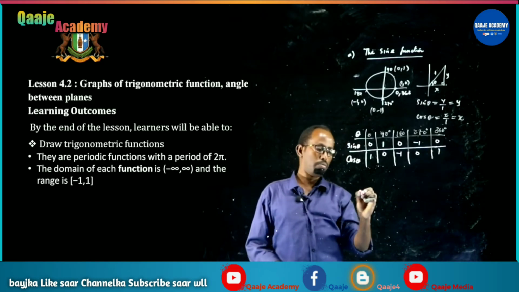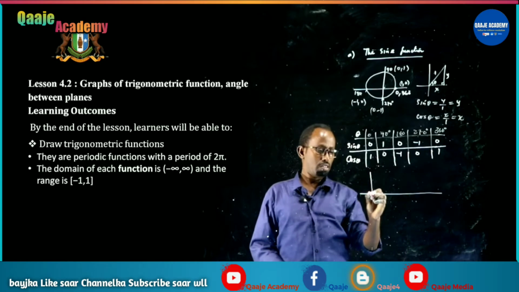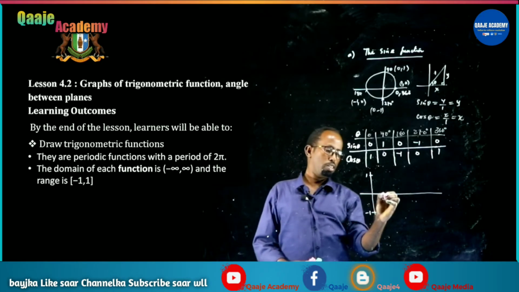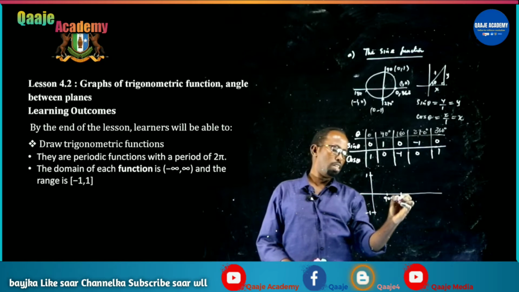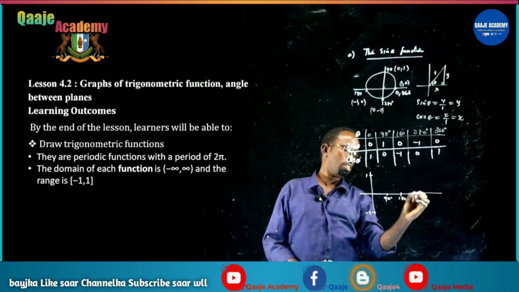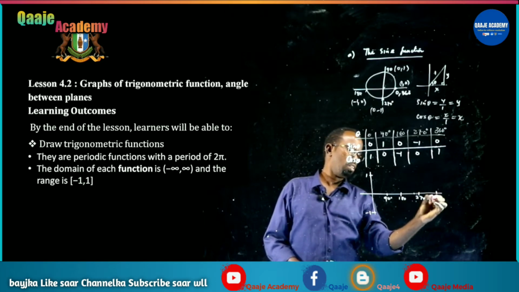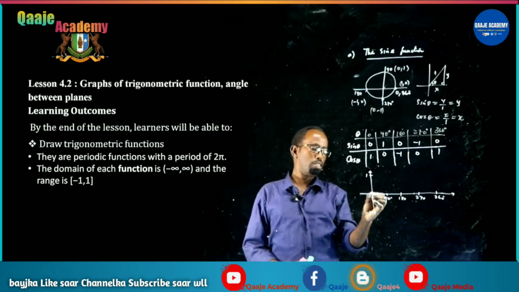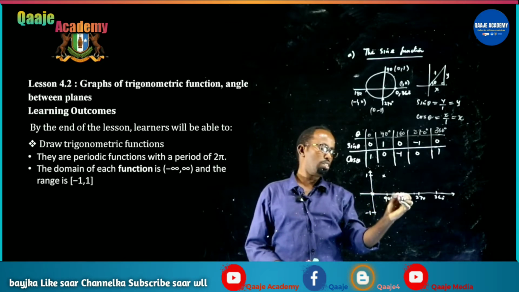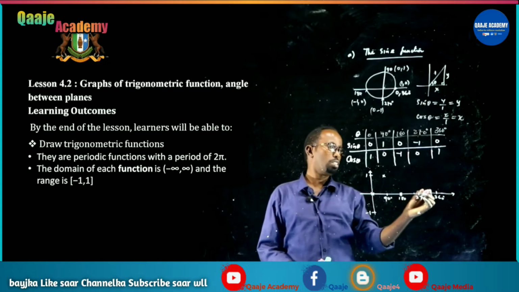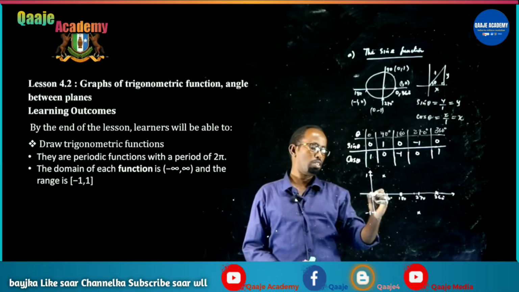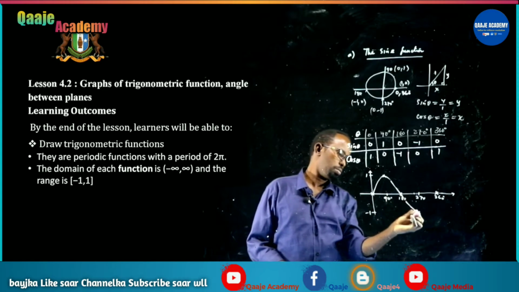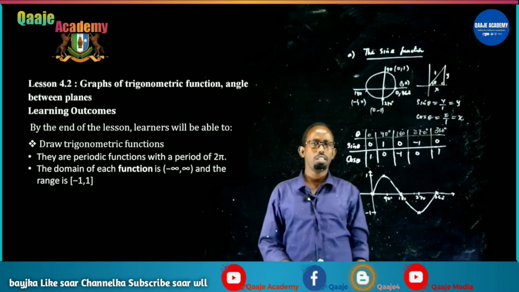Now we're drawing the sine function. So this is negative 1, 1. The domain is 0, 90, 180, 270, and then lastly 360. So sine of 0 is 0, sine of 90 is 1, 180 is 0, 270 is negative 1, 360 is 0. So I'll join the points. So that is the sine function.